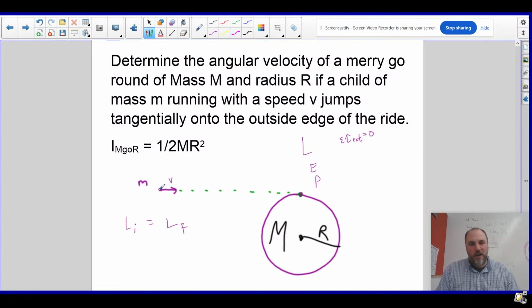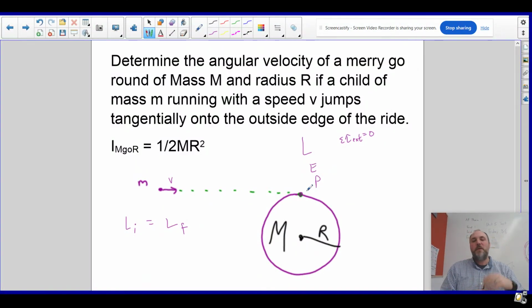So we have this child who runs and lands on a stationary merry-go-round. So the first thing I would say is if the child is moving and they land on the merry-go-round, there's no way that the relative velocity between their feet and the merry-go-round is zero, because the child's moving, the merry-go-round is not.